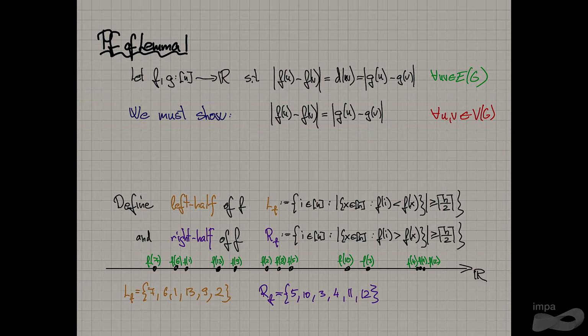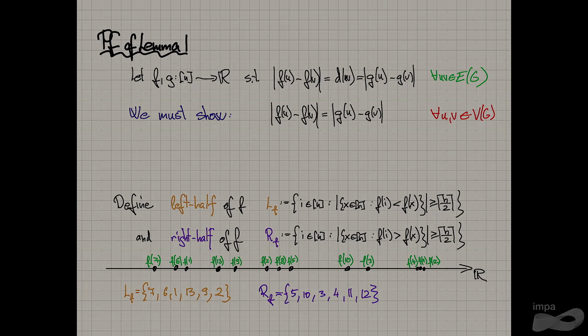The first idea is to define the left half and the right half for each function. Let me first say what they are, and then I will try to argue why. The left half of a function f are those indices which are in this line the left half, right? This has a formal definition, but it essentially says that 7, 6, 1, 13, 9, and 2 are the left half. So it's the first half of the thing. And then the right half of the function is which is on the right side. So which numbers go to the right side, which to the left side.